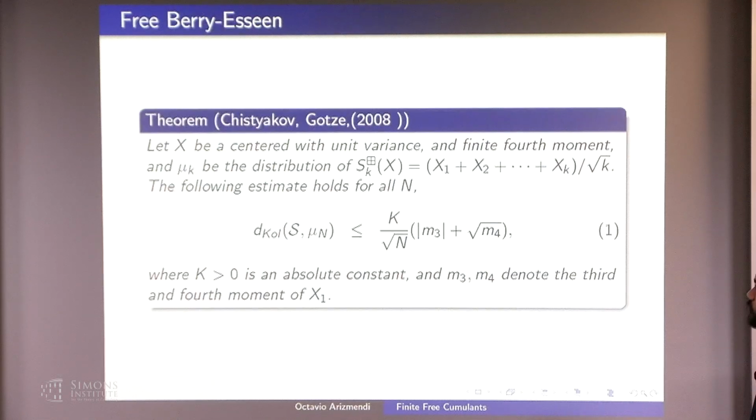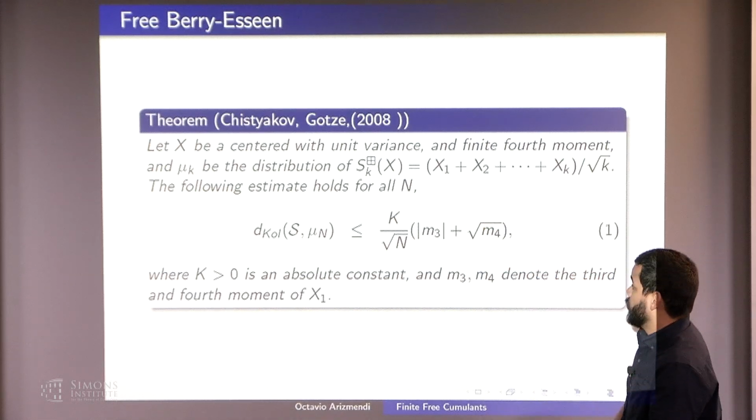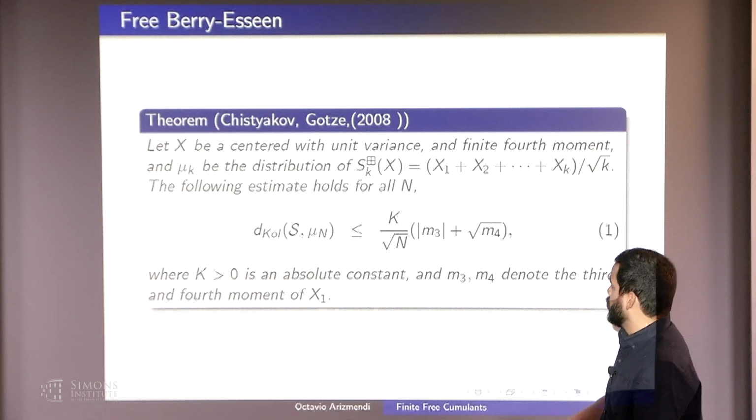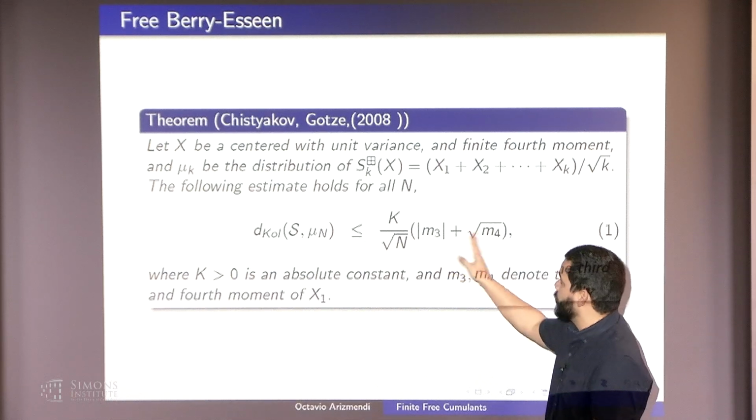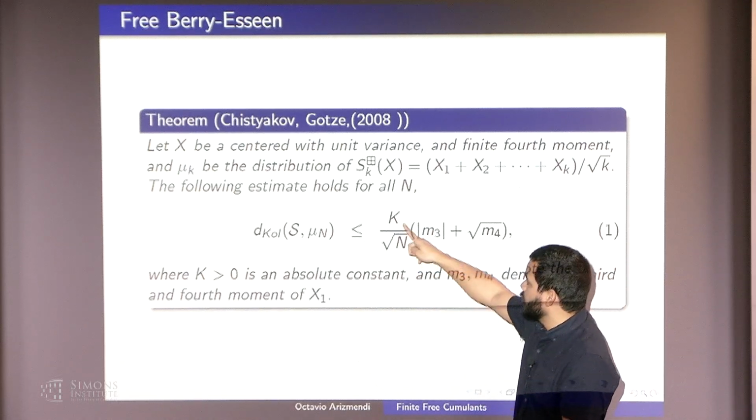Okay, and another result, which is analogous to the classical case, is that we also have Berry-Esseen bounds, meaning that the distance of this normalized sum from the semicircle distribution can be bounded by some numbers which depend on, say, the fourth moment, and they are of order 1 over square root of n.